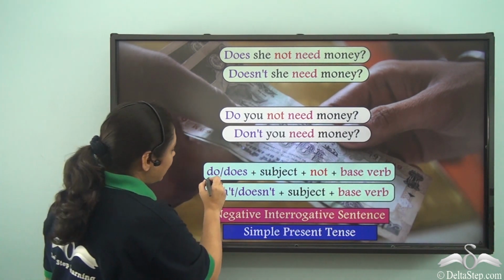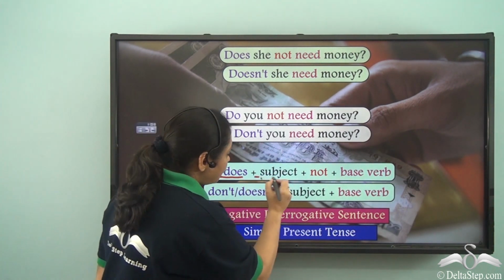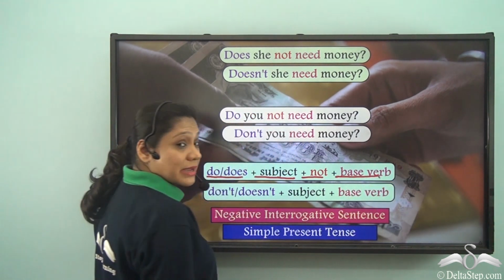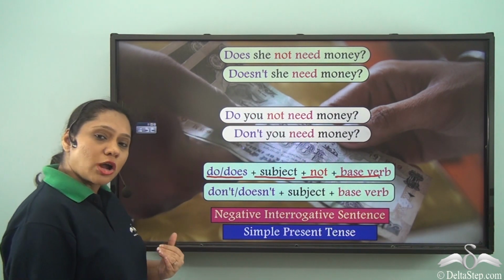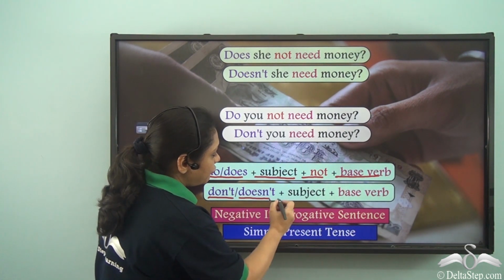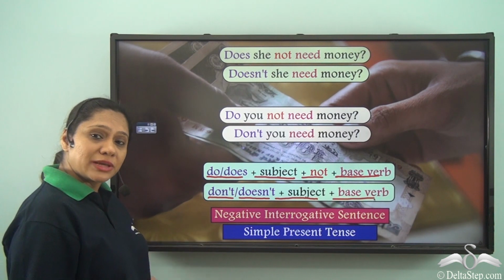We can either write do or does depending on the subject, followed by the subject, then not, followed by the base verb, or we can use the contracted form to write don't or doesn't, followed by the subject and then the base verb to portray this tense.